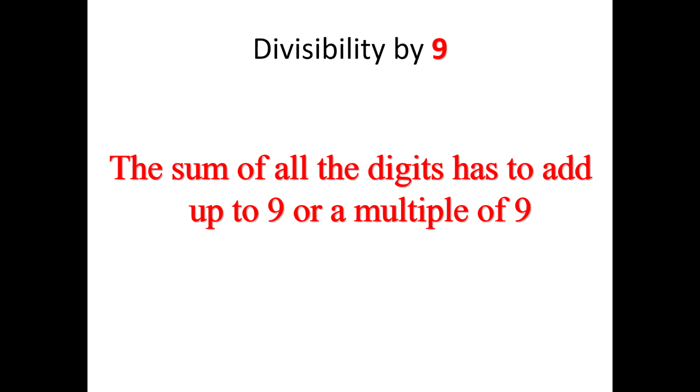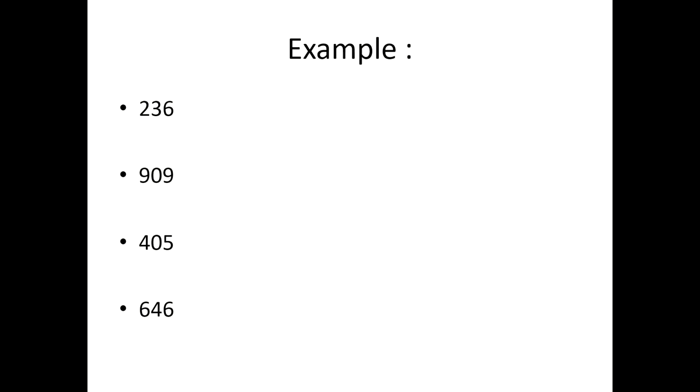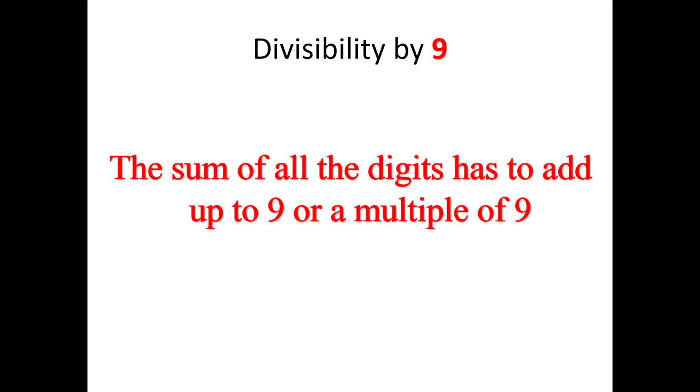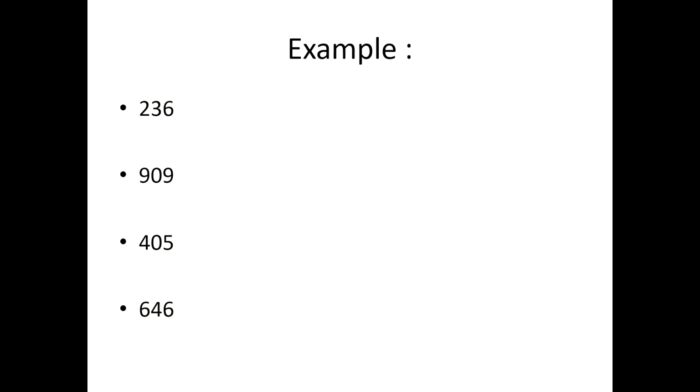Next is divisibility by 9. The rule is that the sum of all the digits has to add up to 9 or a multiple of 9. Here we have an example, which is 236. If we add all of them together, 2 plus 3 equals 5, and 5 plus 6 equals 11, and I don't think 11 is a multiple of 9, so it is not divisible by 9.